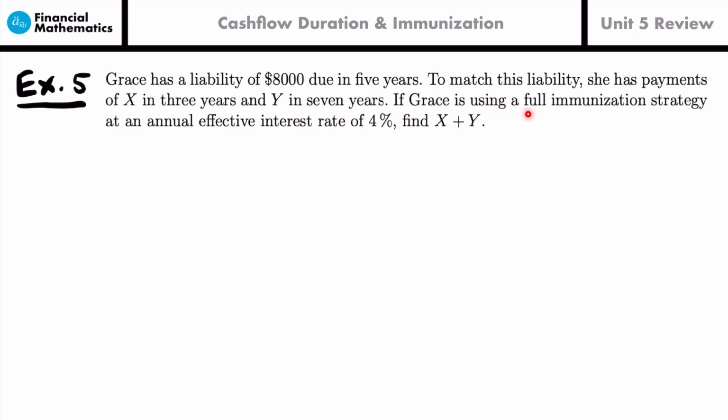If Grace is using a full immunization strategy at an annual effective interest rate of 4%, find X plus Y.